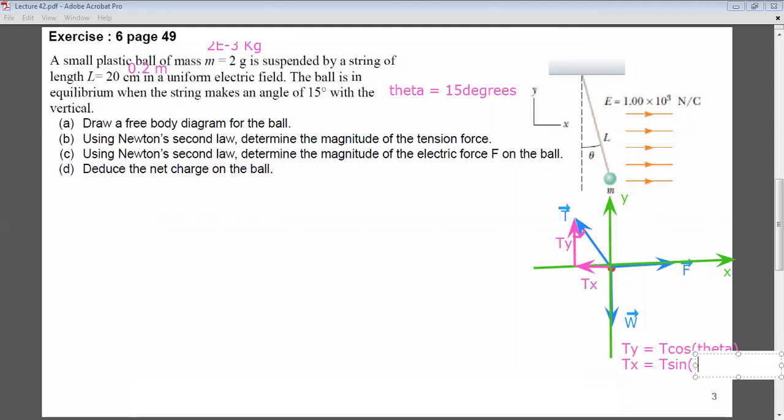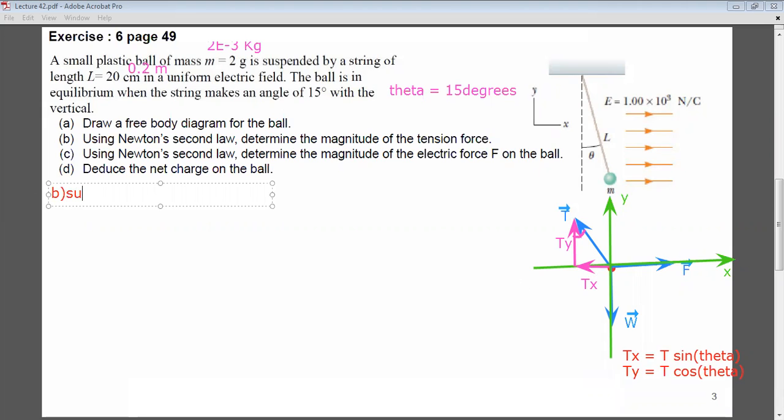So again, this angle 15 is here. Tx is opposite. Opposite implies it is T sine theta. And Ty is adjacent, so Ty is T cosine theta. So this is part A. Let's start with part B. Using Newton's second law, determine the magnitude of the tension force.